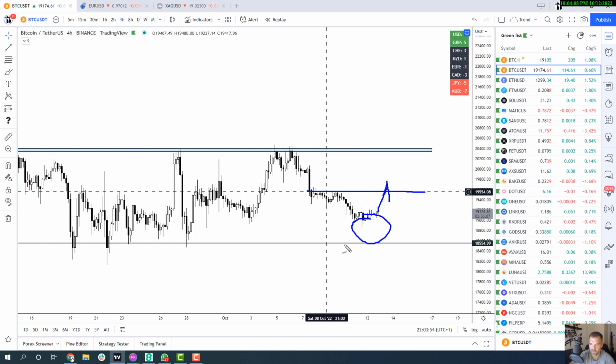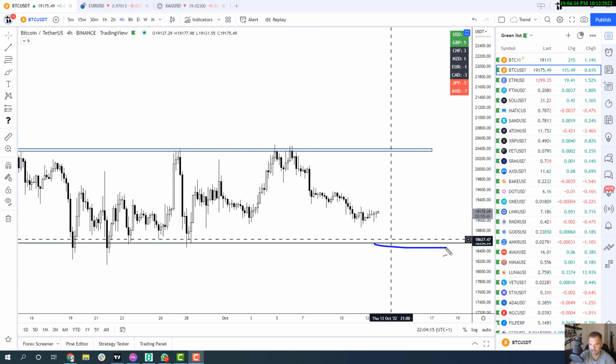I'll be setting alerts for the market to pierce 18,500, and then I'll be looking to get short on any corrective move. So once we get below this area here, I'll be looking for price to do some sort of correction pattern, coming back up, and then we'll look to trade it as it impulse moves lower.